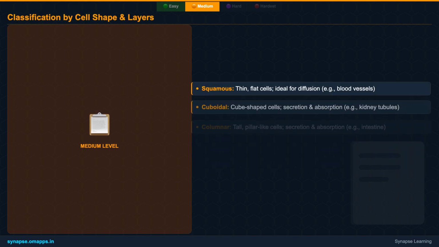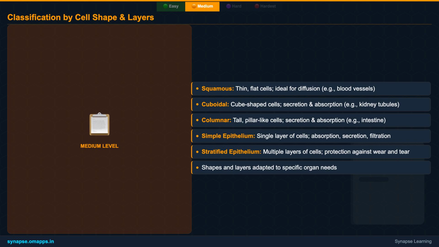We can classify epithelial tissue in two main ways, by the shape of its cells and by the number of cell layers. When we look at shape, we have squamous epithelium, which has thin, flat cells perfect for diffusion, cuboidal epithelium, with cube-shaped cells for secretion and absorption, and columnar epithelium, with tall, pillar-like cells also involved in secretion and absorption, often with specialized features like cilia. Regarding layers, simple epithelium has a single layer, ideal for processes like absorption and filtration, while stratified epithelium has multiple layers, providing robust protection against wear and tear.